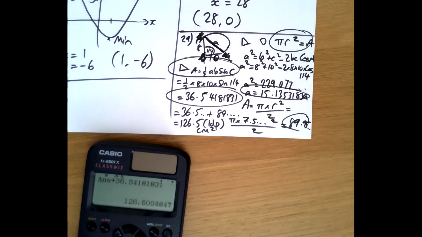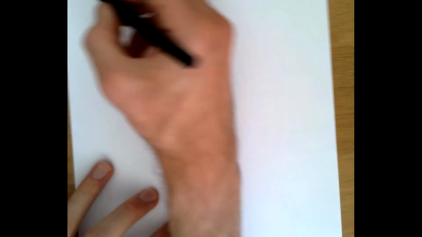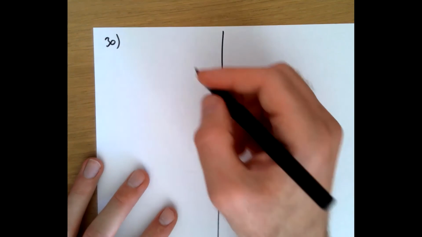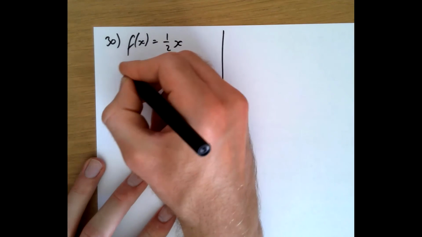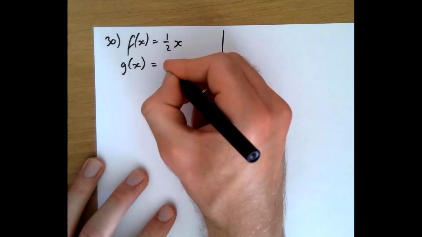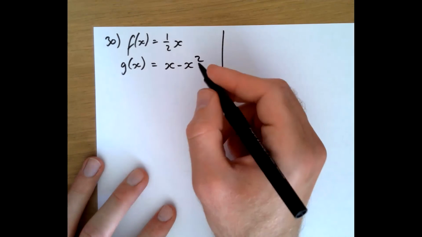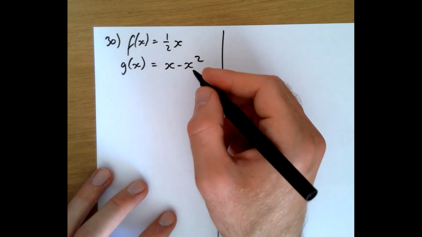I hope that this video was useful, because I think, in fact, there's one more question. I thought I was done, but there's one more. So let's see. In fact, are there more? No, this is the last question. So let's have a look at this one. So f of x equals half x, g of x equals x minus x squared. Oh, this is a bit of a pain, isn't it?